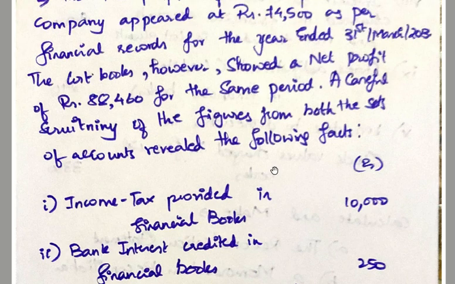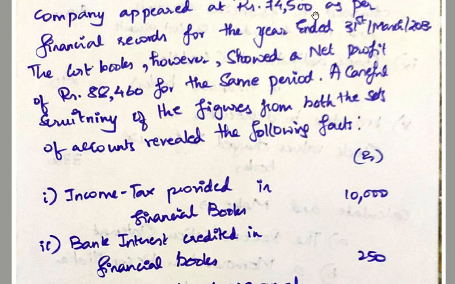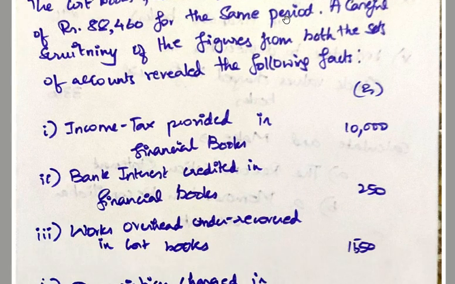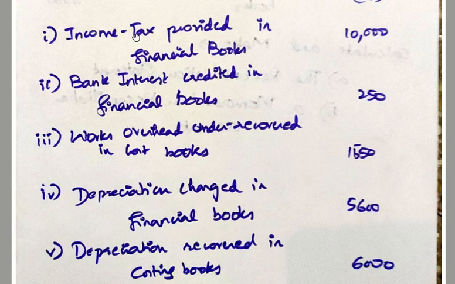So if you see, they have given the profit as per financial books and profit as per cost books. We will start with profit as per cost books, but we should end with the profit as per financial books. So if you start with 88,460, after making all the adjustments which are given in the question, we should get the figure as 74,500, which is profit as per financial books. So now let us look into each adjustment. Income tax provided in financial books, which is a financial charge, you will minus it.